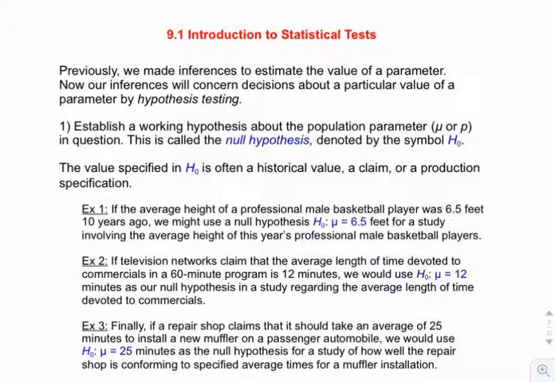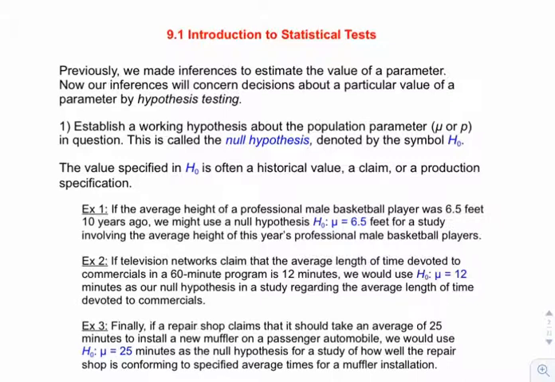So in example 1, if the average height of a professional male basketball player was 6.5 feet 10 years ago, we might use the null hypothesis that mu is 6.5 feet for a study involving average height for this year's professional male basketball players. If television networks claim the average length of time devoted to commercials in a 60-minute program is 12 minutes, we would use that the mean is 12 minutes as our null hypothesis, if we are studying the average length of time devoted to commercials. Finally, our third example, if a repair shop claims that it should take an average of 25 minutes to install a new muffler in a passenger automobile, we would use the null hypothesis H0 that the mean mu is 25 minutes.